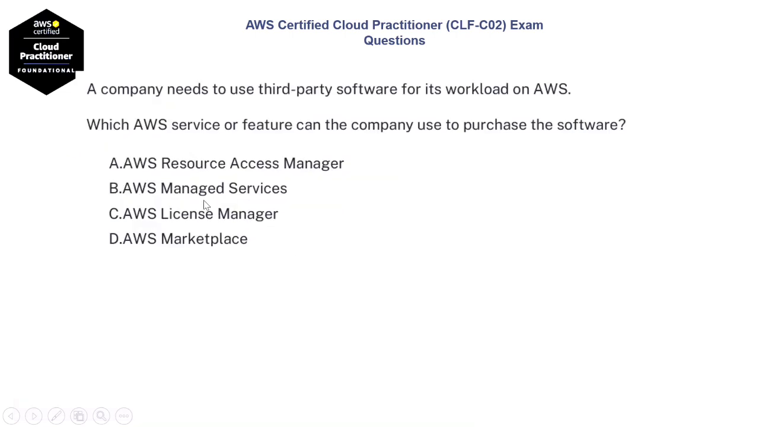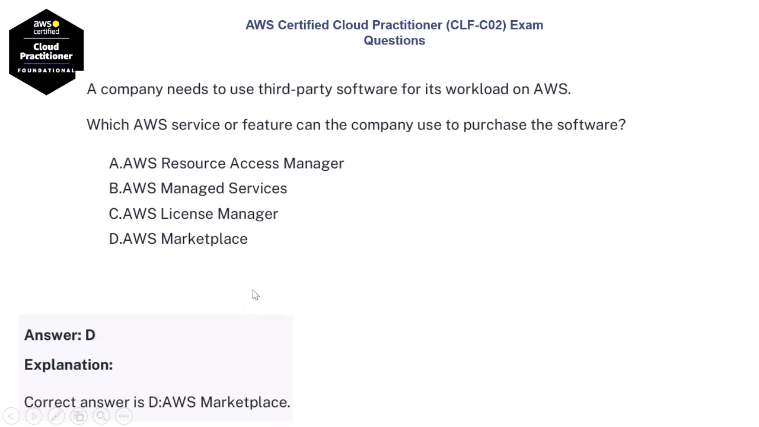Next question. A company needs to use third-party software for its workload on AWS. Which AWS service or feature can the company use to purchase the software? Option A, AWS Resource Access Manager. Option B, AWS Managed Services. Option C, AWS License Manager. Option D, AWS Marketplace. The correct answer is option D, AWS Marketplace.